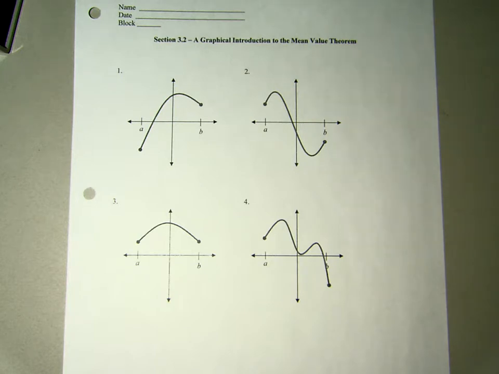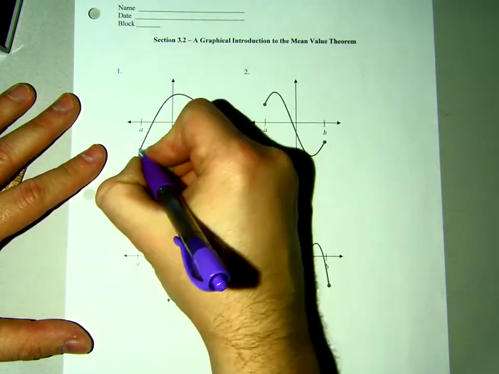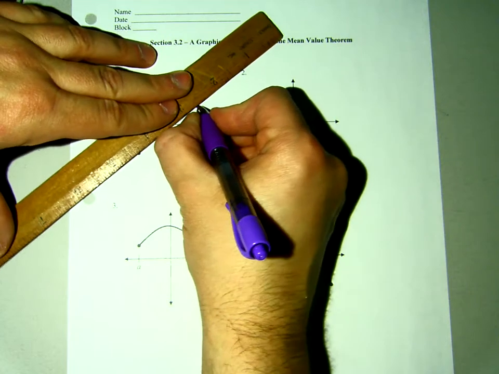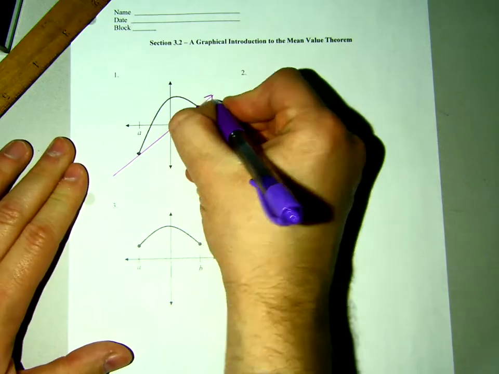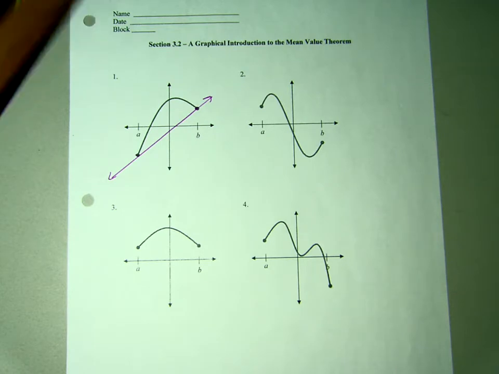So here's what I would like you to do. I would like you, in each of these graphs, to draw in a secant line that passes through the two endpoints. So in number 1, I want a line that goes through that point and that point, which means it's going to look something like that. Make sense? Do this for 2, 3, and 4.